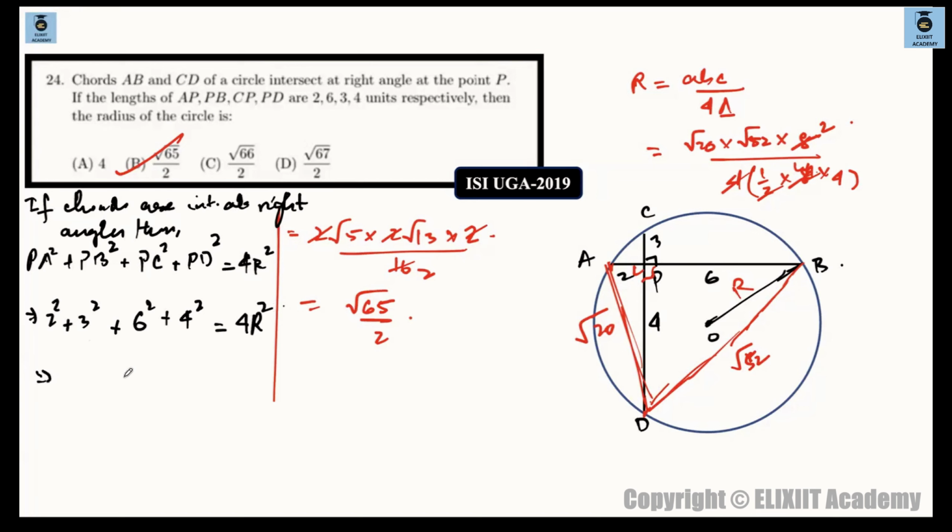आज ही पूछा है ना. How much is this? Now simply solve. 4R square is equal to 13 9 6 15. So this is 65. R square will be root over of 65/2.